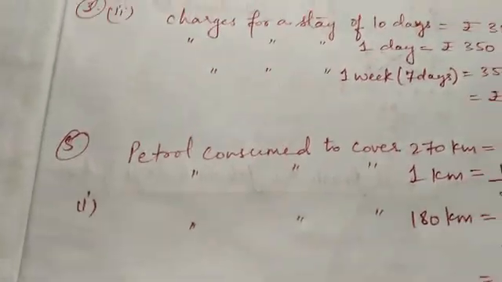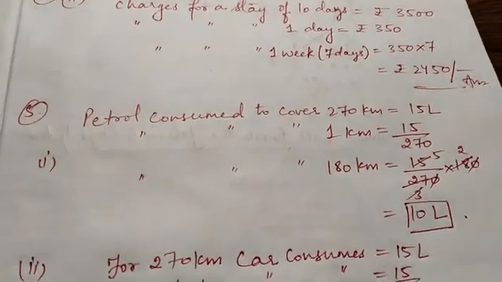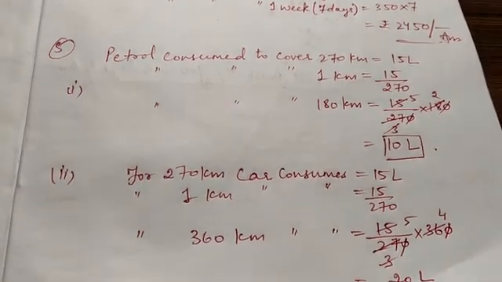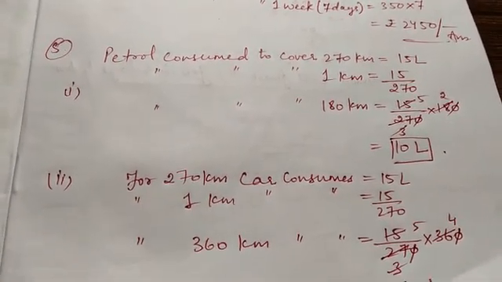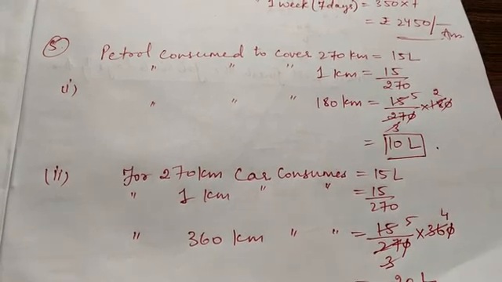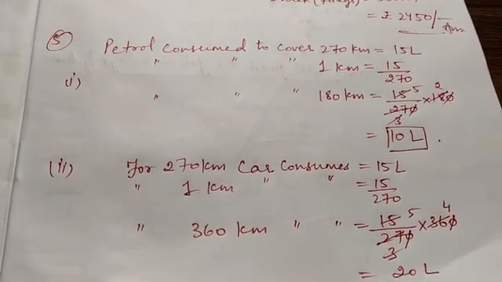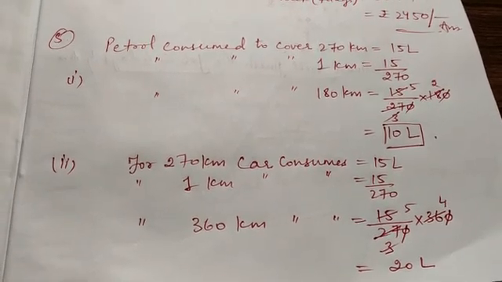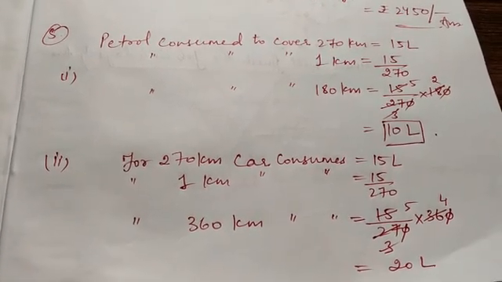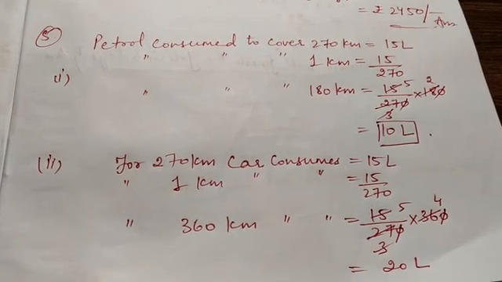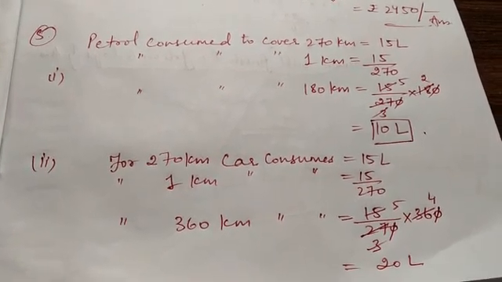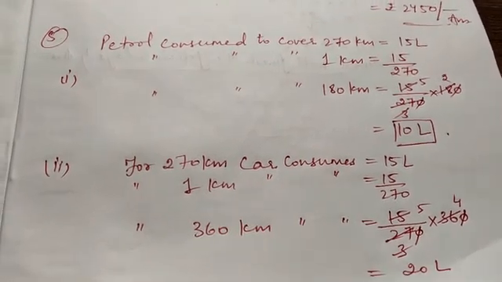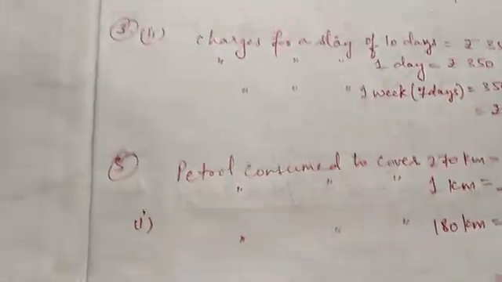First you have to find out how much petrol is needed for 1 kilometer. You can see for 270 kilometer 15 liter is required. Then 1 kilometer requires 15 divided by 270. And then for 180 kilometers the question was asking. So for 180 kilometer we have to multiply it and you will get the answer, that is 10 liter. Okay.